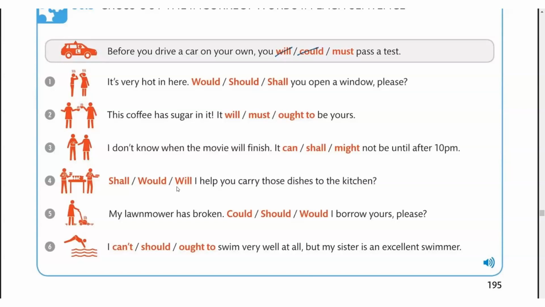Okay, so let's look at the first one here. Number 1. It's very hot in there. Would you open a window, please? Number 2. This coffee has sugar in it. It must be yours. I don't know when the movie will finish. It might not be until after 10 p.m. Okay, so I'll circle the correct answer here so it's clear.